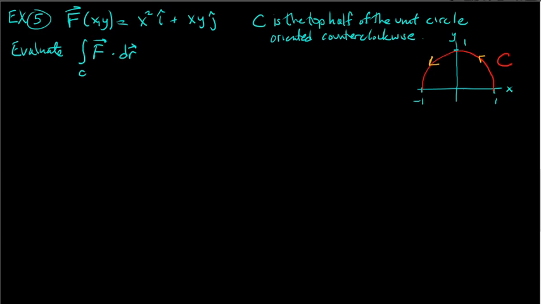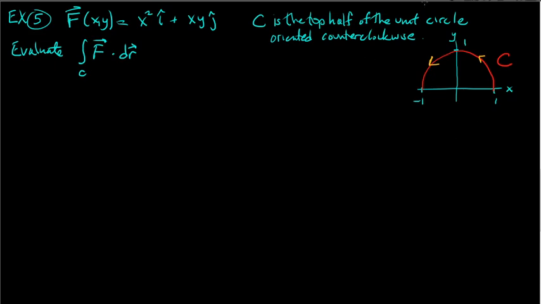Next example, and I think this is an easy one, at least I hope it is. The vector field F is x squared i plus x times y j. C is the top half of the unit circle oriented counterclockwise, and I gave you a little diagram of that here. So it's the unit circle, but it's only the top half of it, and we're going counterclockwise as usual. So evaluate the line integral of F over that curve.